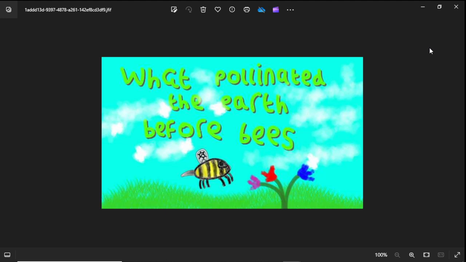Now, before the first bee evolved, the first plants that flowered were likely sustained by beetles and the like. The first thing that I didn't actually think of was that the first plants probably weren't even flowers. Flowers would have likely evolved later, and at the start we only had trees and various ferns.